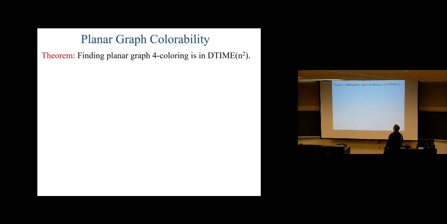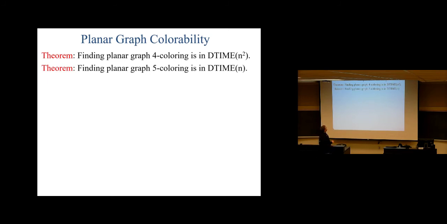Another interesting theorem is about finding a coloring of a planar graph. Just because we know from that theorem that a four coloring exists for a planar graph doesn't mean it's easy to find. You can find a four coloring for a planar graph in deterministic quadratic time, and you can find a five coloring for a planar graph in linear time. But that's sort of the best we know how to do so far. So we know these four colorings exist for planar graphs, the theorem tells us that, but actually finding one is not trivial. It could take quadratic time, even though we know it's there.